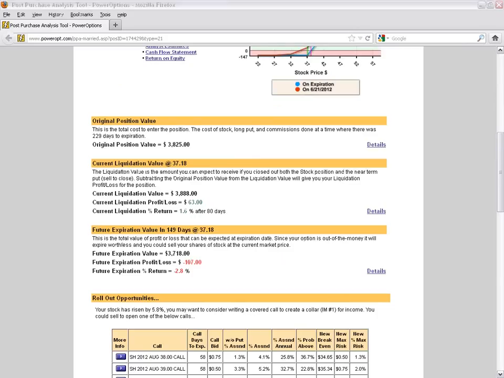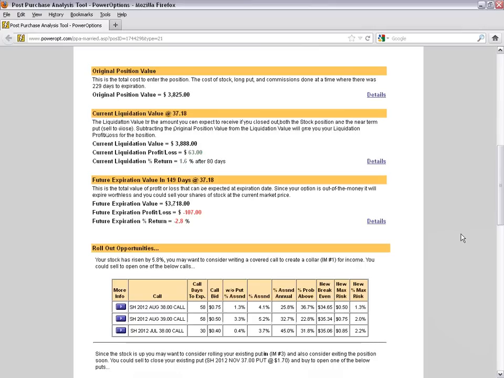This is helping me with my CEGA model. We have my original position value. I see my current liquidation value, 1.6 after 80 days. So I may not want to liquidate right now because I'm not at my goals. And of course the future expiration, this is not projecting where the stock's going to be. It's simply saying that if the stock stays at 37.18 for the next 149 days, we'd have a loss of 2.8% on the position. The stock has moved up, so we wouldn't suffer the full 3.3% loss, but we'd still have a loss on the position.